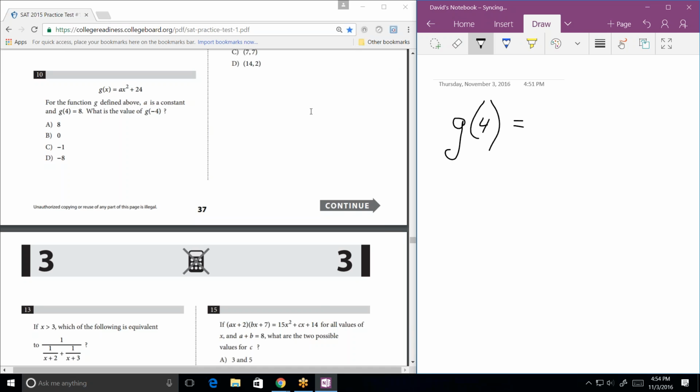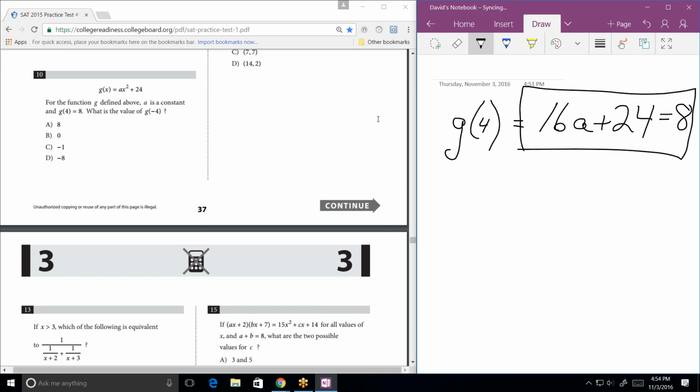You would plug in 4, so it would be 16a plus 24. Well, they've told us that that's equal to 8. That allows you to solve for a. Okay. So a is going to be minus 1. Now you know what the equation is. The original equation is minus x squared plus 24.